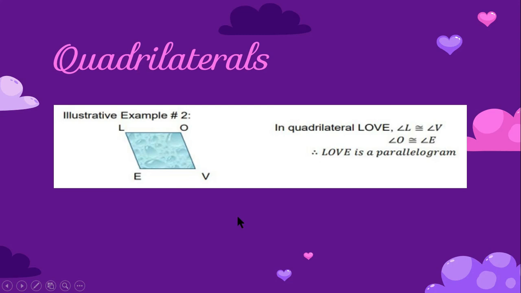Another example. In quadrilateral LOVE, angle L is congruent to angle V. Why? Because according to our property, the opposite angles are congruent. Since angle L and angle V are opposite angles, they should be congruent to call it a parallelogram. And then angle O is congruent to angle E. Same case as the first statement. So therefore, LOVE is a parallelogram.